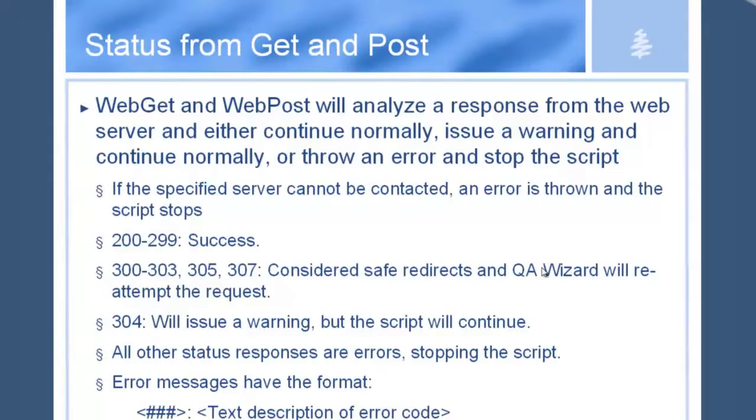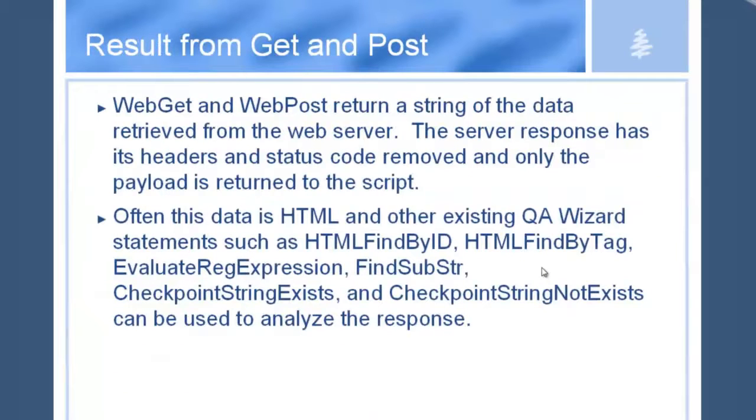And when we record those errors or warnings, you'll see we put in both the direct code we got as well as any description that came with the error code. As I mentioned, both WebGet and WebPost return a string of the data they got back. We pull out the header and status code information and give you just what's in the body of the response.